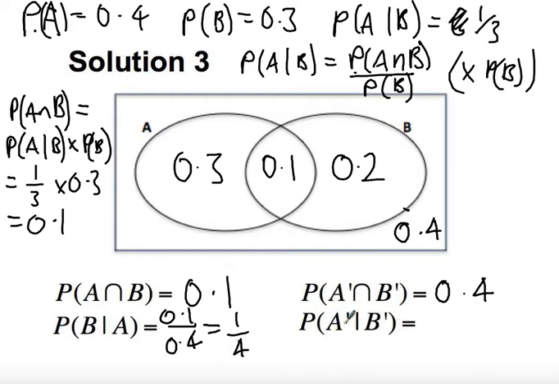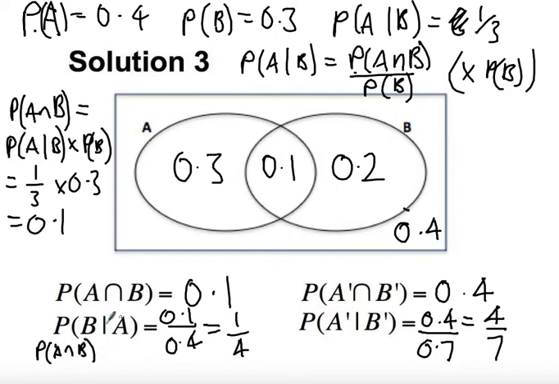Probability of A complement given B complement. So B complement is outside of B, so that is the 0.3 and the 0.4. That's outside of B. So what I'm looking at is a probability out of 0.7. And the probability it is not in A is going to be outside of A. So out of these two sections, the 0.3 and the 0.4, it's going to be outside of A, so it's going to be the 0.4, which equals 4/7.